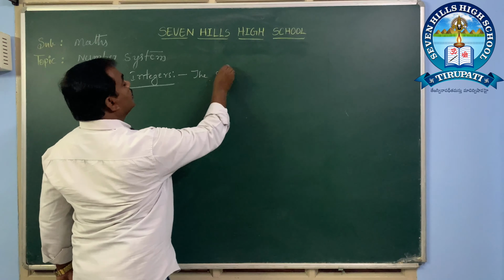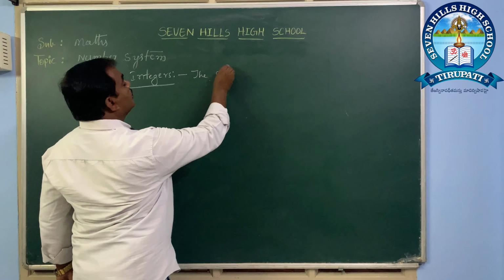The set of irrational numbers is denoted by the letter S or Q dash. For example, root 2, root 3, root 5, root 7, like this. These are irrational numbers. One more example, 1.12, 1.23, 1.234, like this. These numbers are also irrational numbers.